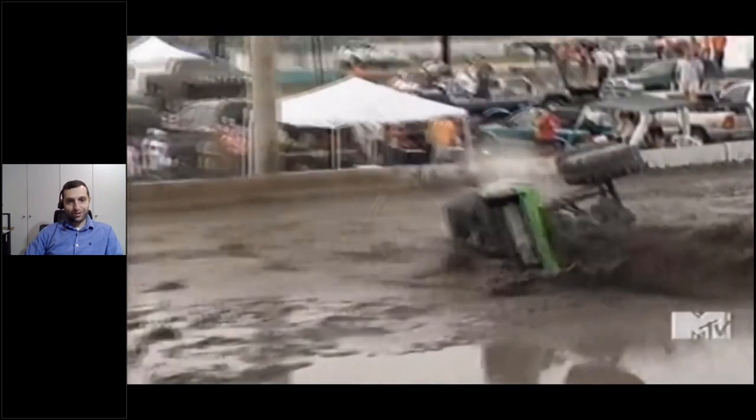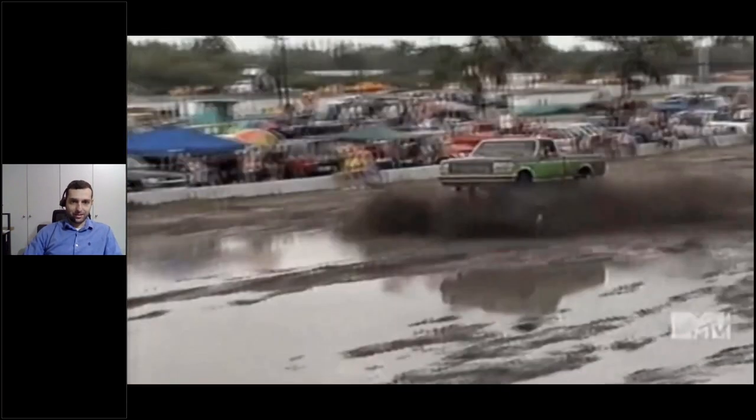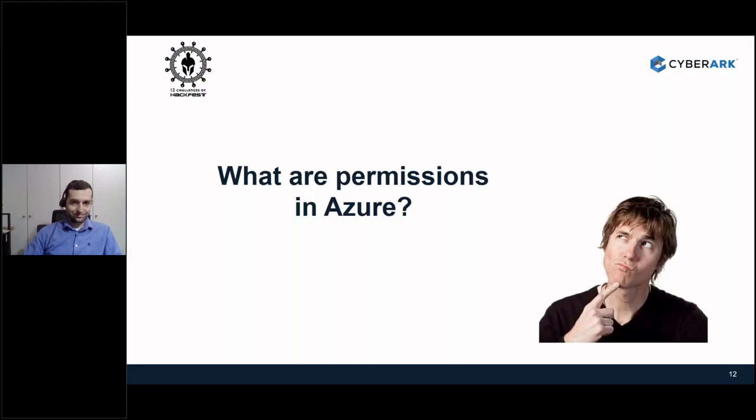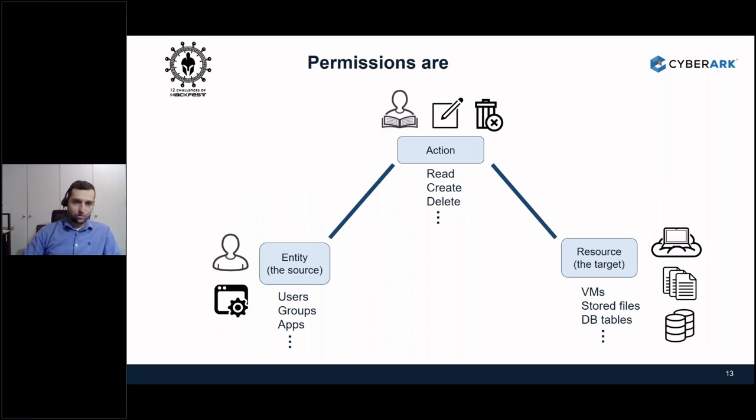So it's time to go back to the start and then drill into the Azure details. What are permissions in Azure? Permissions are built from 3 main elements. The entity that could use the permission, right? The action that is being permitted by the permission, and the target resource where the permitted action can be performed upon.